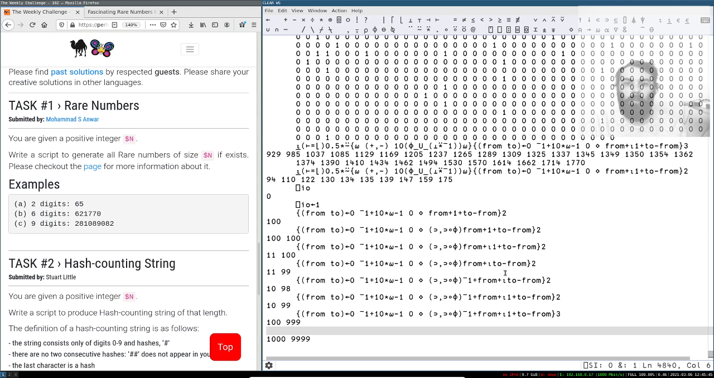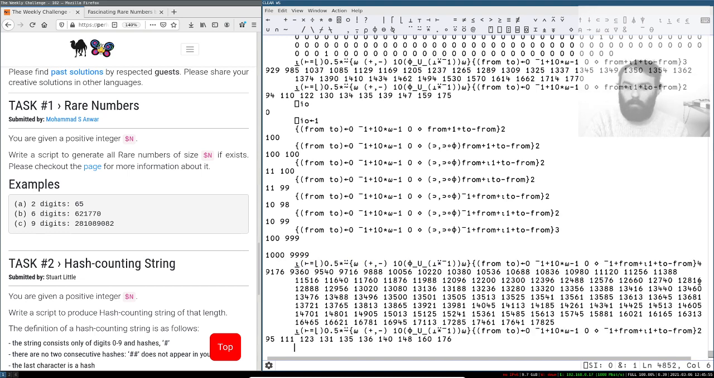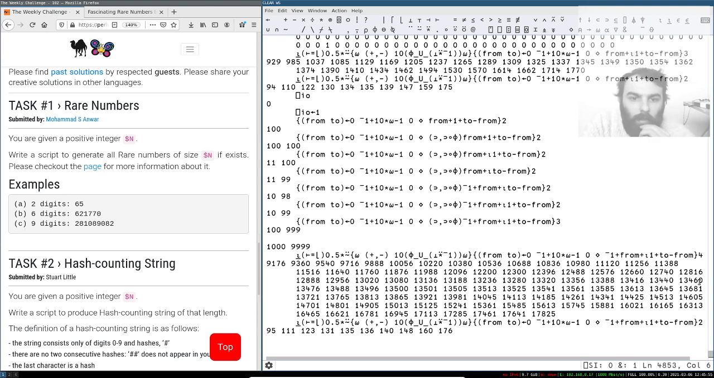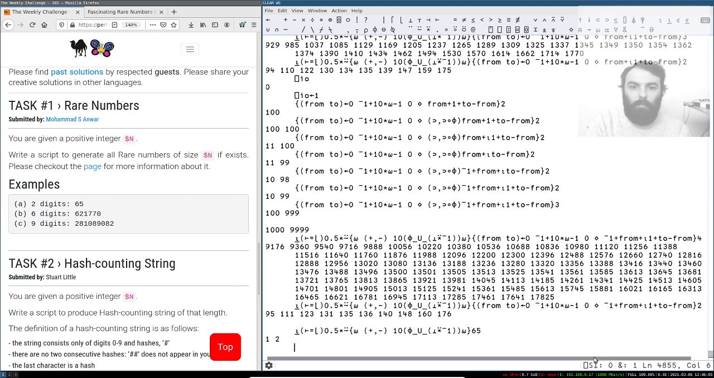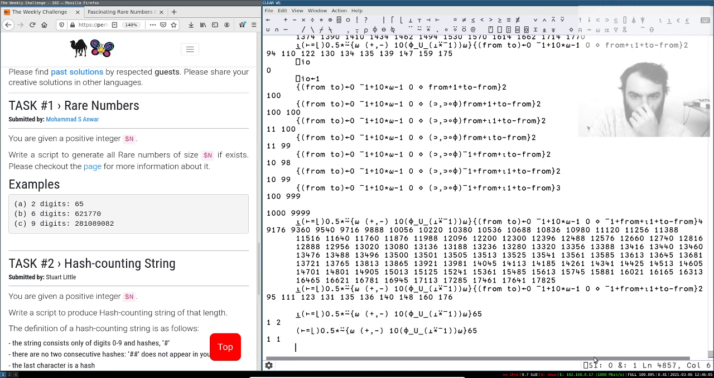Then go back to our rare number generator, like this. These are the 4-digit rare numbers. Let's go. Anyone intrigued? Why am I missing 65? Understand? 65. 1, 2. Oh, ha ha ha.